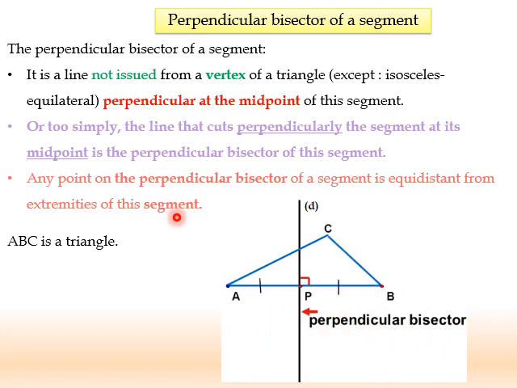For example, ABC is a triangle. Now, D is perpendicular to AB at its midpoint P. How did I know that P is the midpoint of AB? Simply, we have the same sign on AP and PB. So AP equals PB, then P is the midpoint of AB. And since D is perpendicular to AB at its midpoint P, then I can clearly say that D is the perpendicular bisector of segment AB.